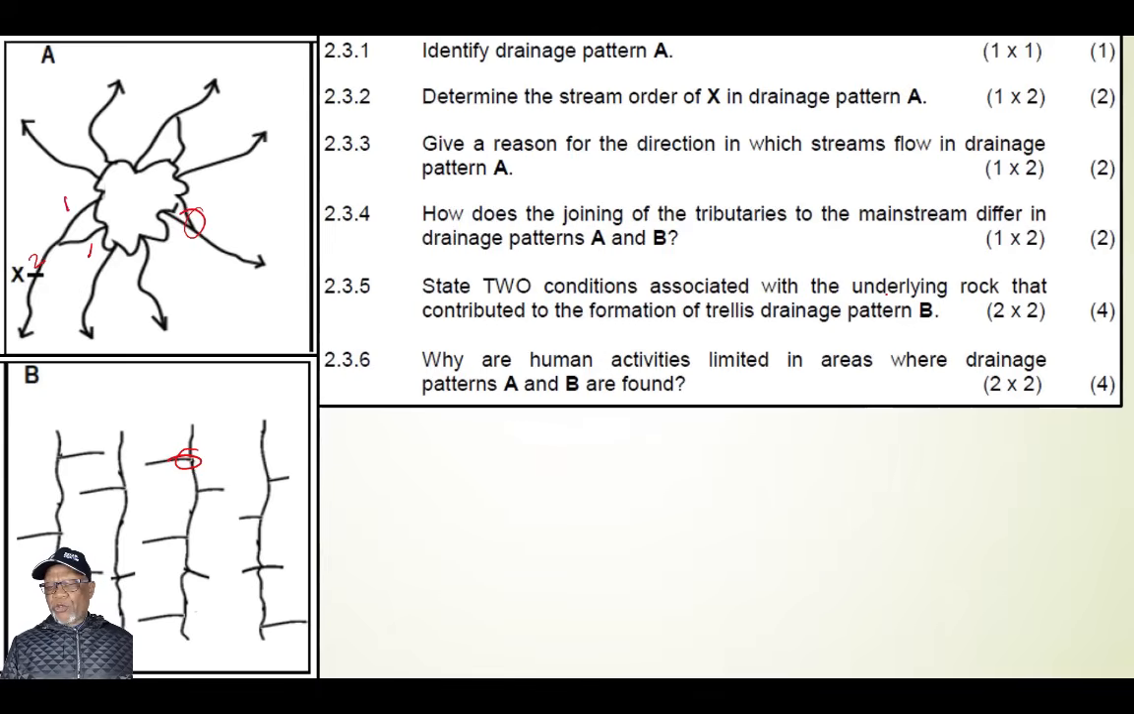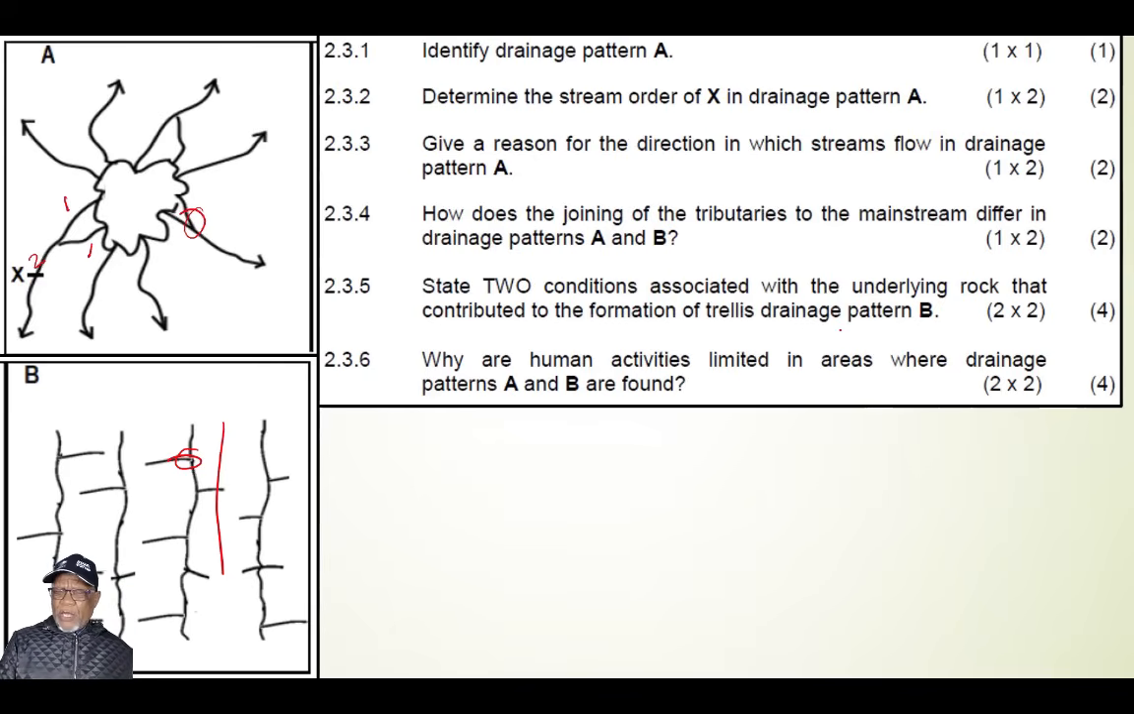State two conditions associated with the underlying rock that contribute to the formation of the trellis pattern. Number one, it is alternating soft and hard rock. Alternating soft and hard rock, that is the first one. And the second one, it is where you have inclined strata. Inclined strata, that's number two.